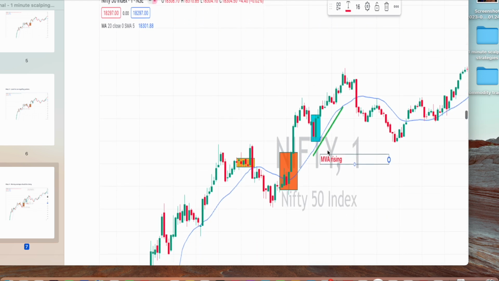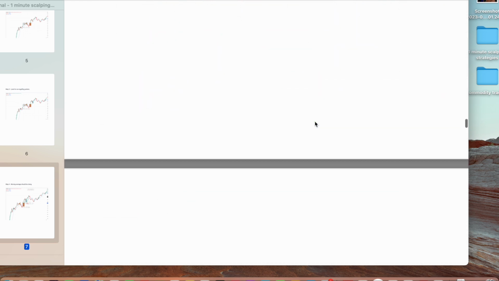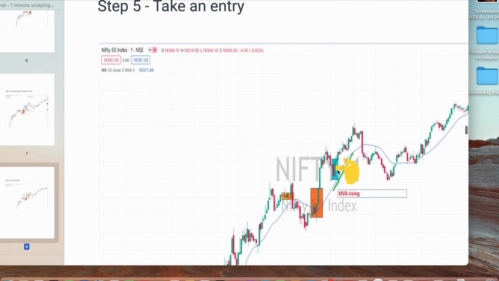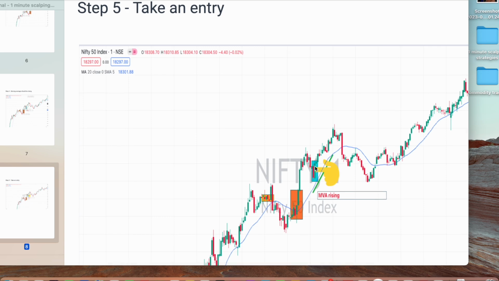If you look at this particular line, clearly the moving average is rising, right? So step 1, 2, 3, and this is step number 4, and now we are clear to take an entry, and over here we are going to take an entry after the close of this particular candle. We are going to discuss stop loss and exits, don't worry, but for now I want you to focus on all the 5 steps.